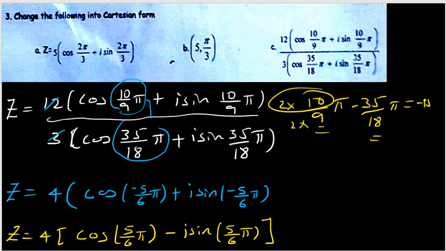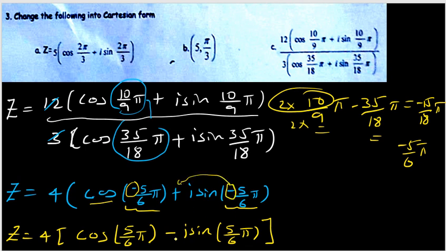It will be negative 15 over 18 pi. When you simplify by 3, negative 5 over 6 pi. So for each of them, here it is. Then this negative has no effect for cosine because it's an even function, cosine of 5 over 6 pi. But this negative has effect for sine because it is an odd function. It can be taken out and it will be a coefficient here. So negative i sine 5 over 6 pi.